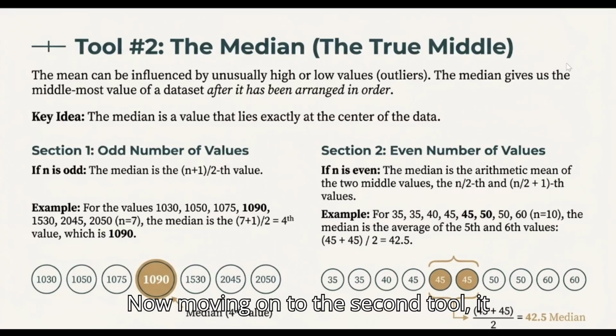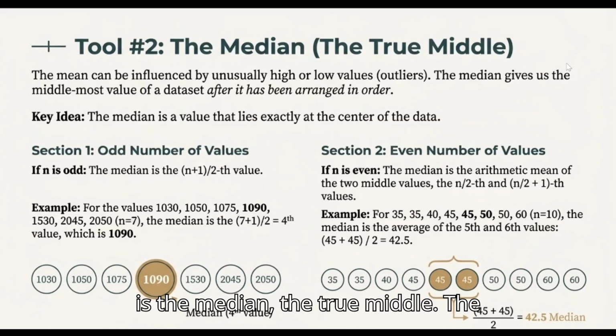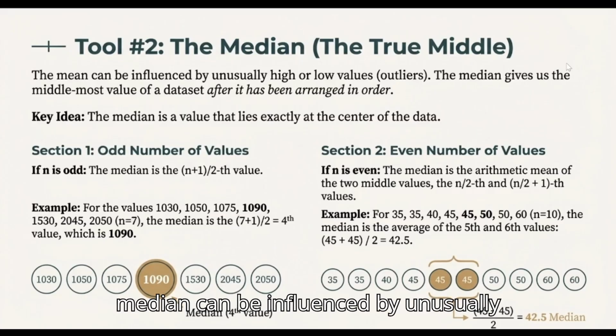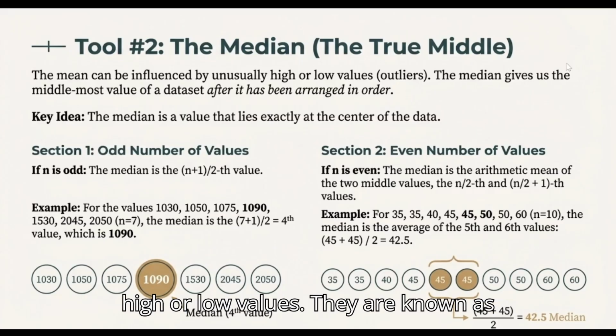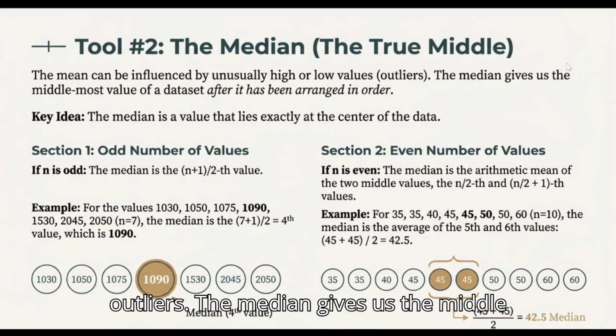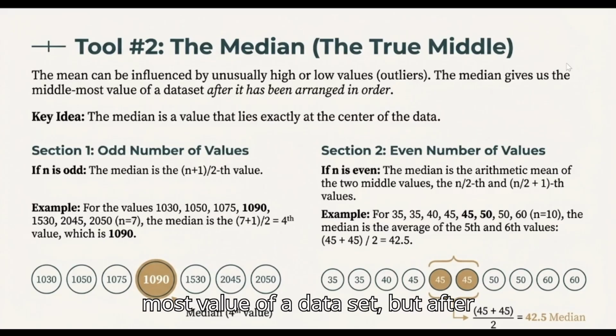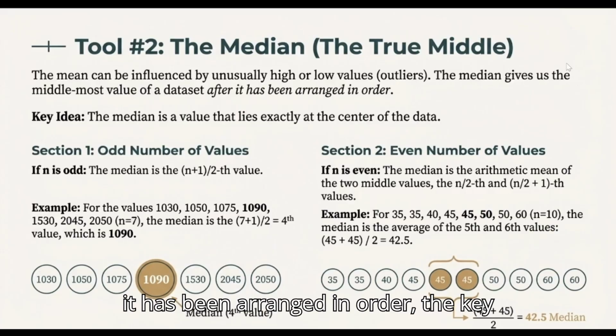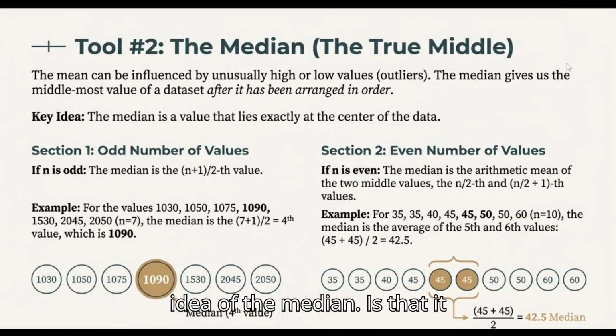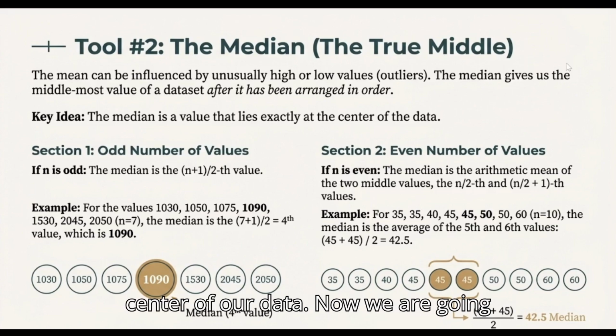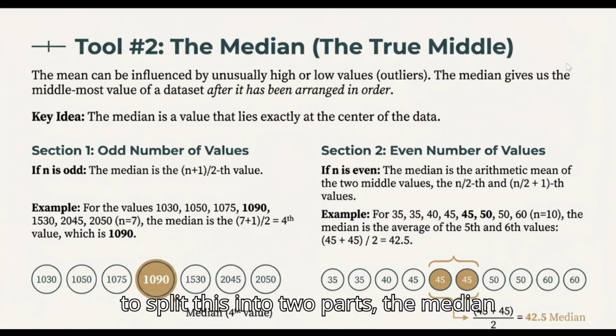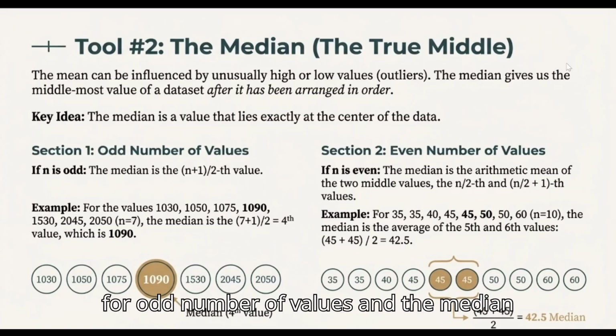Now moving on to the second tool, it is the median, the true middle. The median can be influenced by unusually high or low values, known as outliers. The median gives us the middlemost value of a data set, after it has been arranged in order. The key idea of the median is that it is a value that lies exactly in the center of the data. Now, we are going to split this into two parts, the median for an odd number of values and the median for an even number of values.